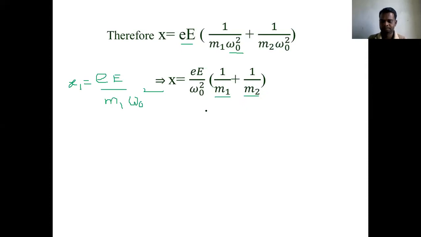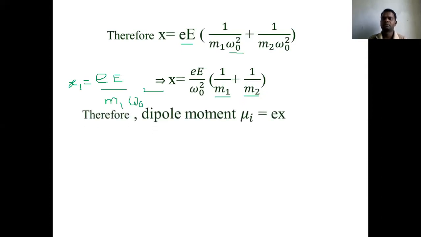Therefore, what is the dipole moment? Dipole moment mu can be written as small e into x. Why have I written this small e into x? Generally, dipole moment mu is equal to the charge into distance.